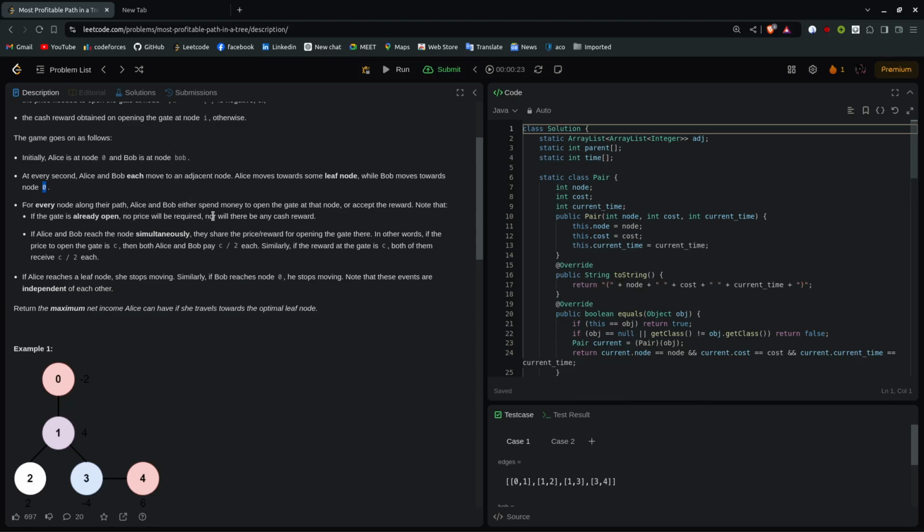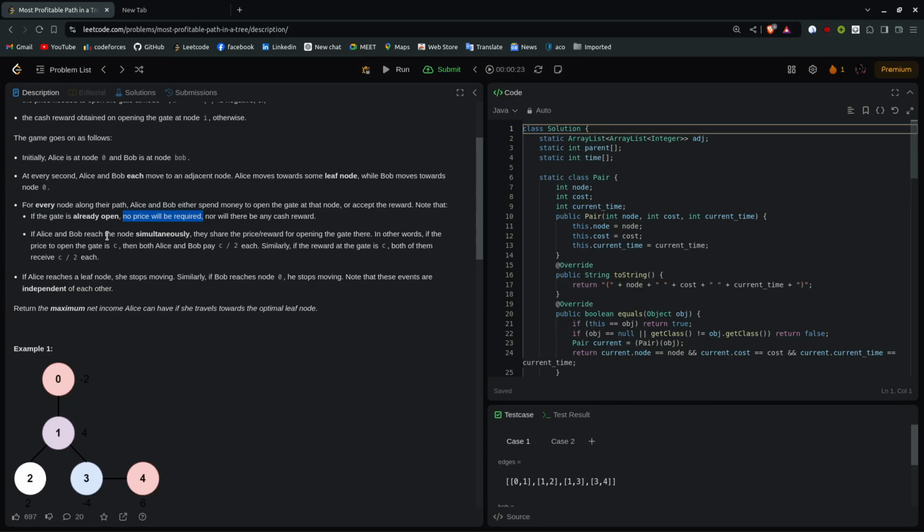If the amount is negative, that means you are paying some money to open that gate, or if the amount is positive, that means you are gaining some reward. Note that if the gate is already opened, no price will be required, and also you will not be gaining any cash reward. So if a player has already opened that gate, then you will not gain any cash reward, nor will you need to pay any price to open that gate, regardless of whether amount[i] is positive or negative.